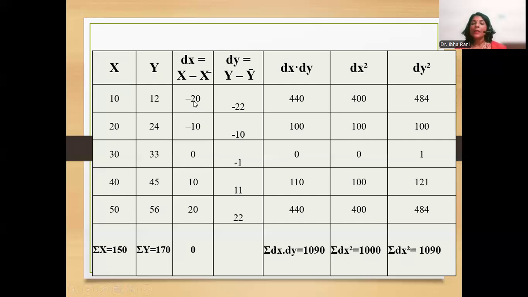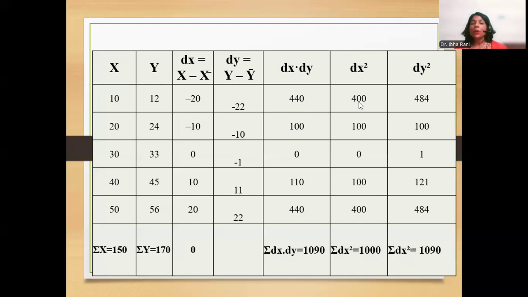Then we will multiply these two variables; you require the summation of dx into dy. So minus 20 multiplied by minus 22, minus 10 multiplied by minus 10, 0 multiplied by minus 1, like that we have calculated it here. After that we will calculate the totals. Summation of dx into dy: after calculating this column, we will add all these values: 440 plus 100 plus 0 plus 110 plus 440, which gives the value 1090.